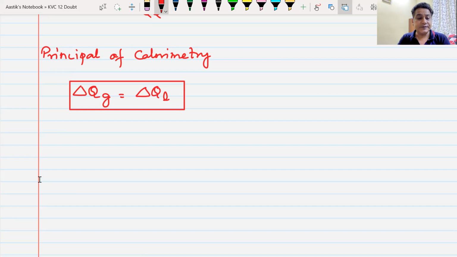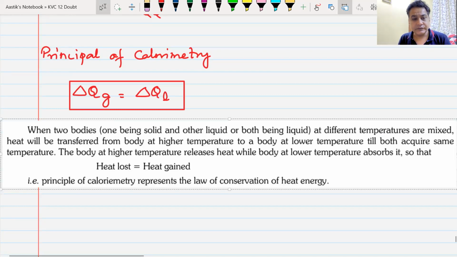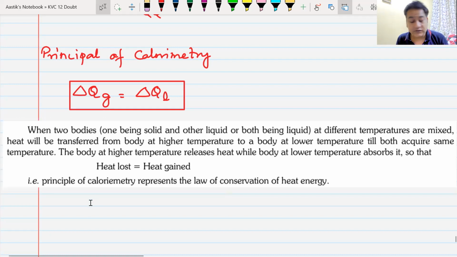When two bodies, there can be any two bodies, that can be body and surrounding. For example, a hot cup of tea kept in atmosphere. Hot cup of tea is hot, atmosphere is cool. So this hot cup of tea will lose heat, atmosphere will gain heat. One body is losing heat, the other body is gaining heat. The body which is at a higher temperature will lose heat. Everyone knows this. The body which is at a lower temperature will gain heat.